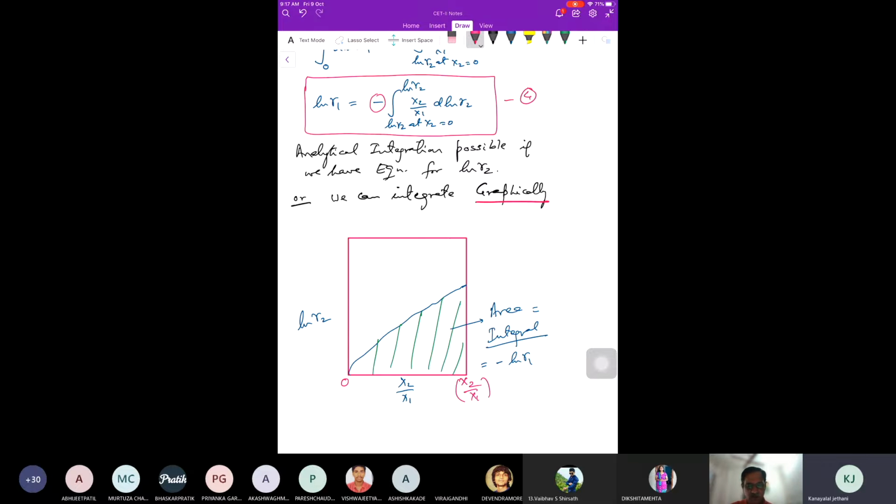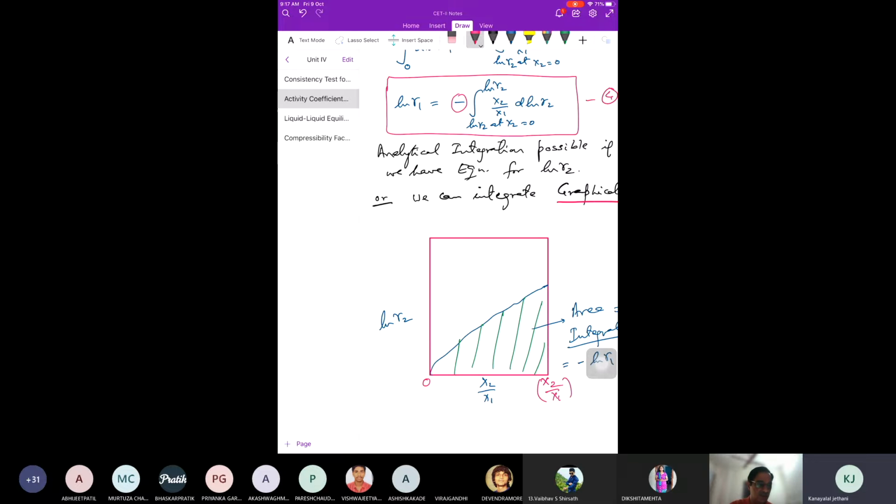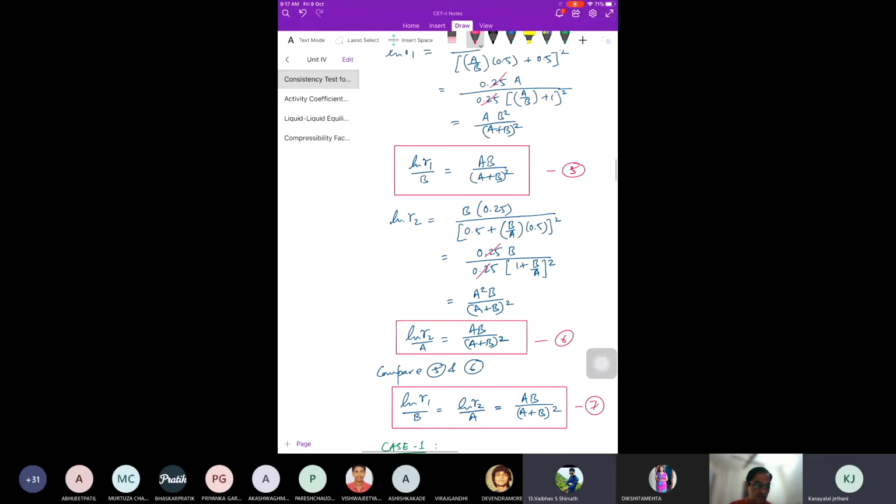Okay, any questions on how we are using the Gibbs-Duhem equation to find activity coefficients? Okay, if there are no questions, then let's proceed to what we were doing yesterday, the consistency test.